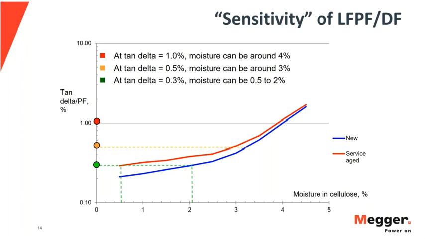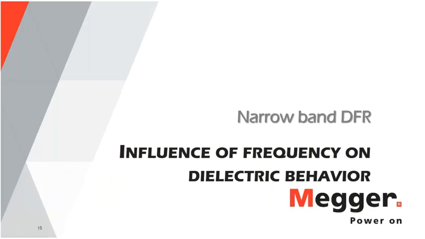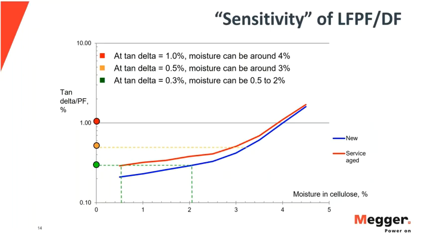So what can we see from this figure? Well, first, the slopes of both responses are relatively flat at low moisture levels. And in this region, you can see that dissipation factor doesn't increase noticeably as moisture is increasing. So somebody that's relying on a line frequency power factor measurement as an indicator of moisture will be unaware that moisture contamination is present and that it's trending upwards.